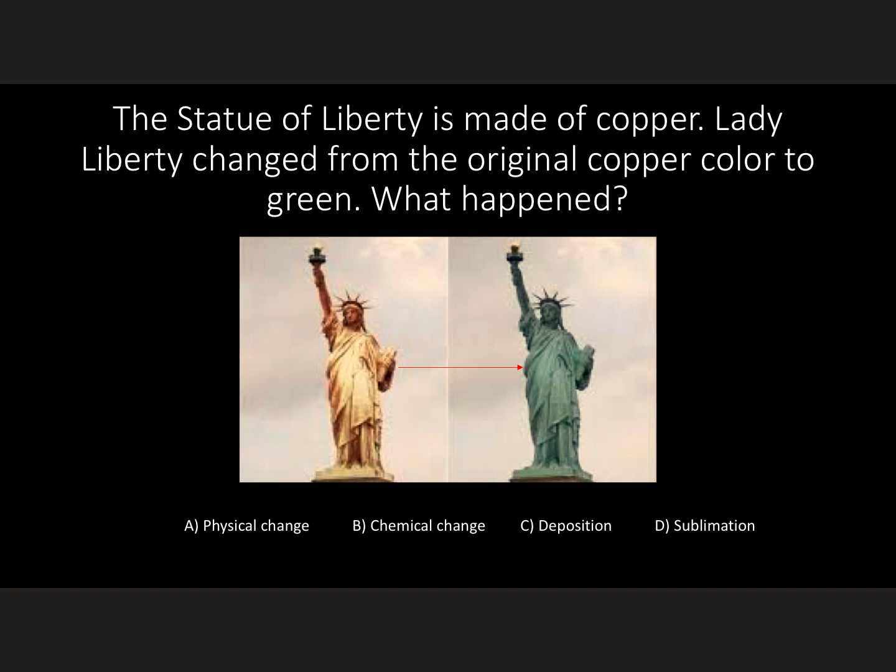The Statue of Liberty is made of copper, and it has changed from the original copper color to this sort of green color. And we want to know what exactly happened here. So was it a physical change, chemical change, deposition, sublimation? Deposition is just when something goes from a gas directly to a solid, and sublimation is when it goes from a solid directly to a gas like CO2 or dry ice, right? So dry ice goes straight from a solid to a gas. Eliminate those two. So we're dealing with a physical change or a chemical change.